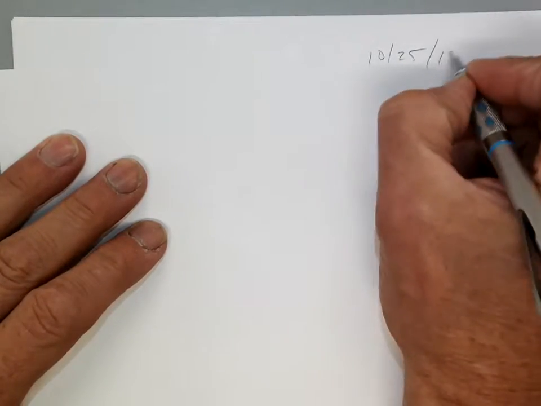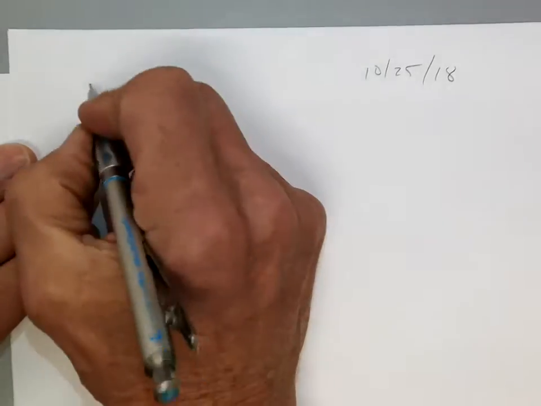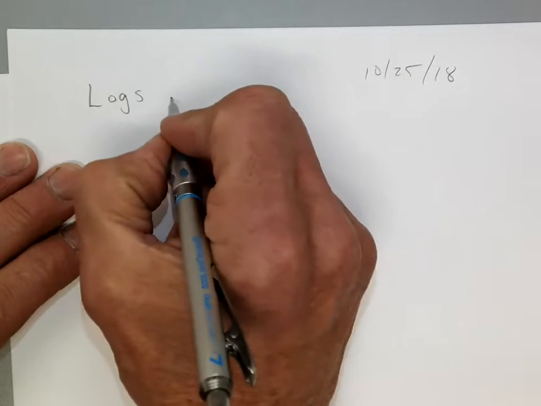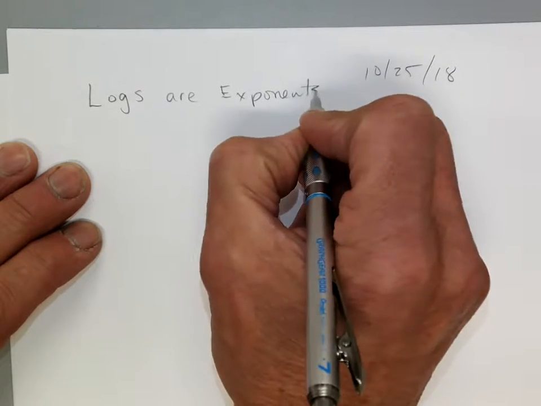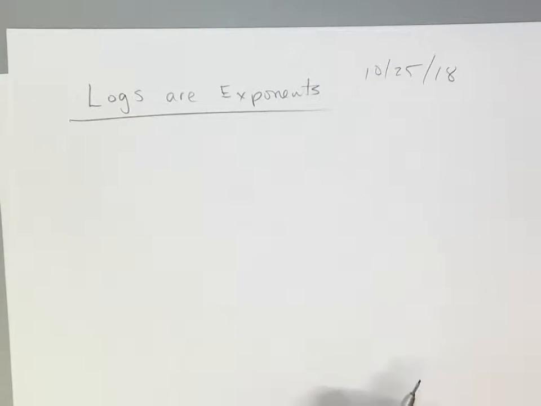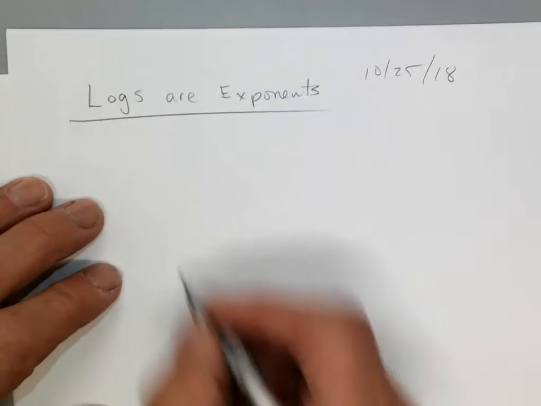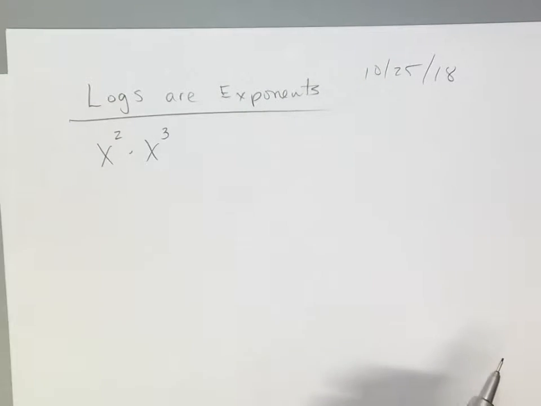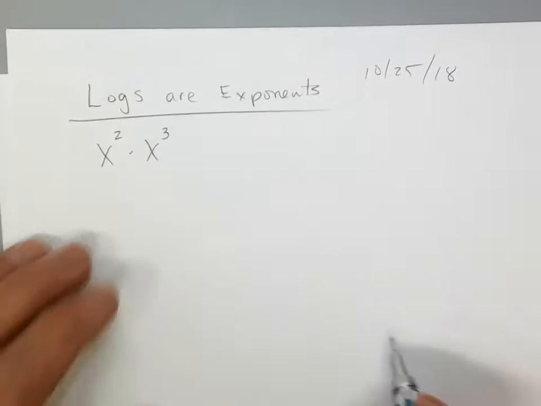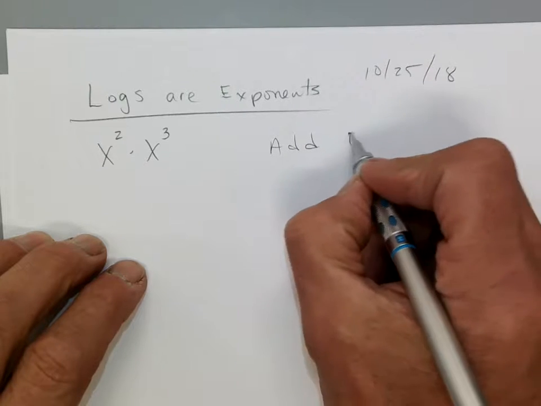10/25. Okay, now before we even start, we have to remember that logs are exponents. Just remember that logarithms are exponents. In fact, we know it. It says log of base, if the answer is equal to an exponent. Logarithms are exponents, so they have to follow the same rules as exponents. So if I had, for instance, x squared times x cubed, when I multiply two bases, I add exponents, right?